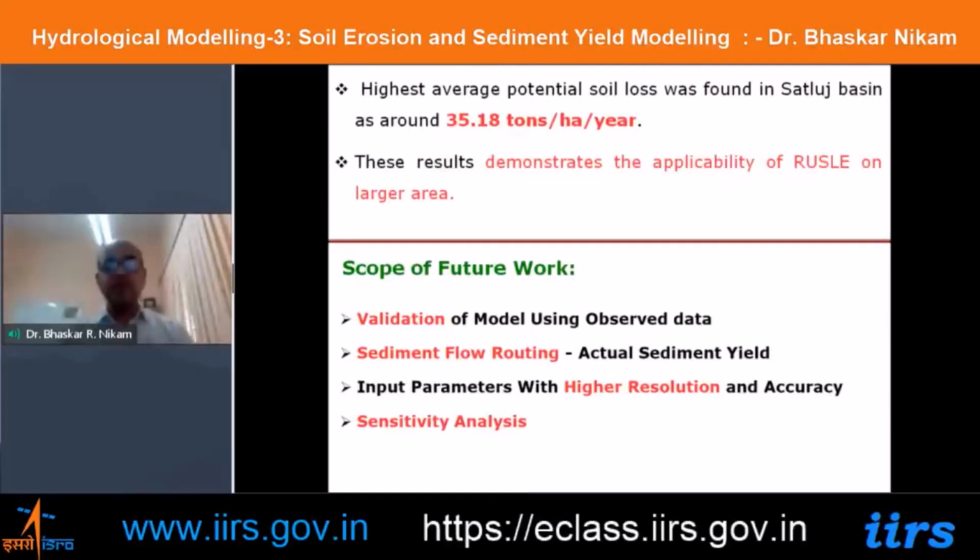Now, the problem is that we cannot validate soil erosion because we don't measure soil erosion. We measure sediment yield. So how do we measure sediment yield? We put an observation station at the outlet of the watershed.